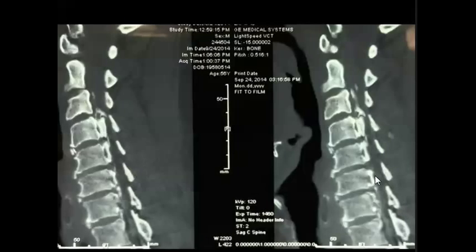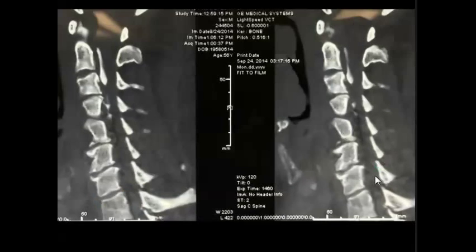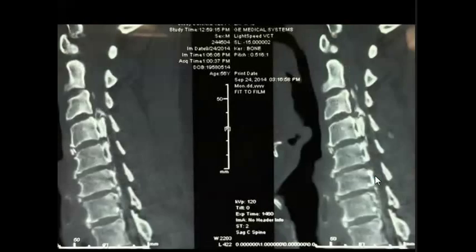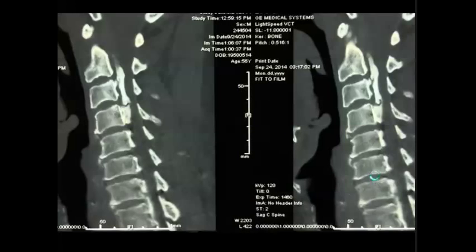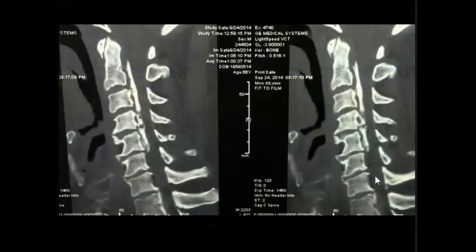More views. You can see the extensive OPLL. You can pause it if you want to look at it in more detail.